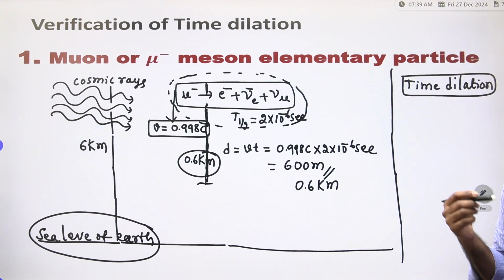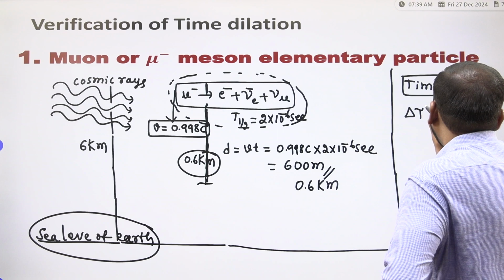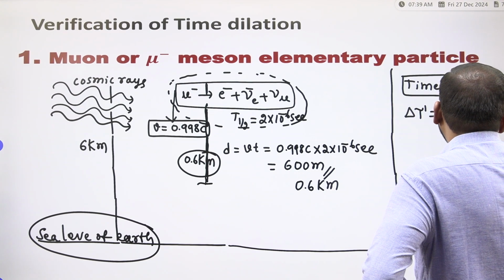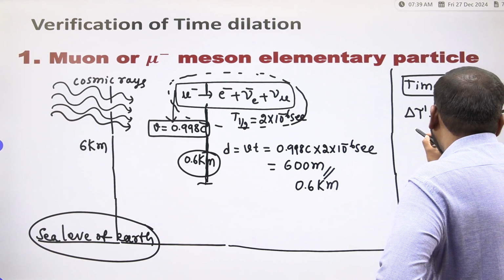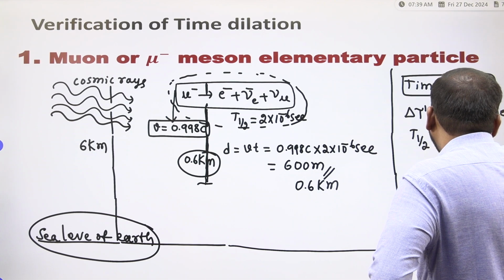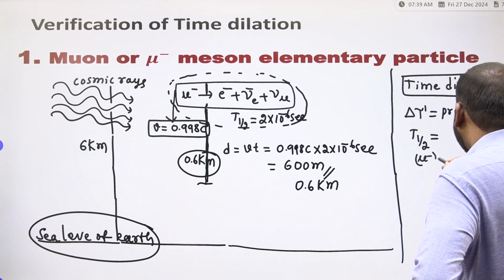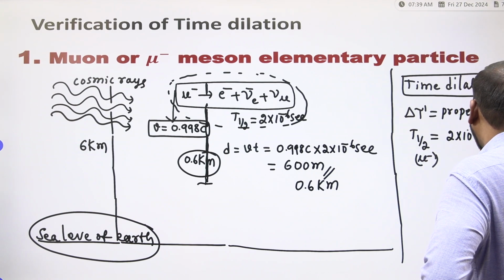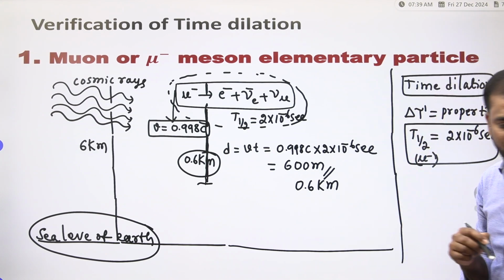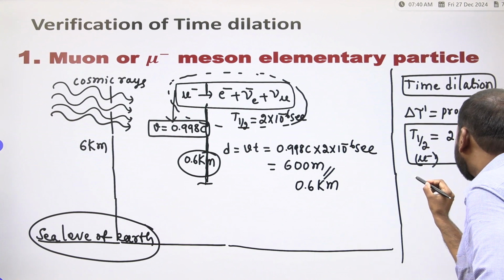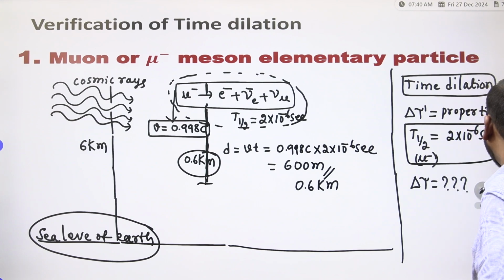Now, you have to take delta tau dash as the proper time. Delta tau dash is the proper time, that is the half life of the mu minus meson. What is that half lifetime of a mu minus meson? It is equal to 2 into 10 to the power of minus 6 seconds, 2 microseconds, delta tau dash, clear. Now, delta tau I need to calculate.